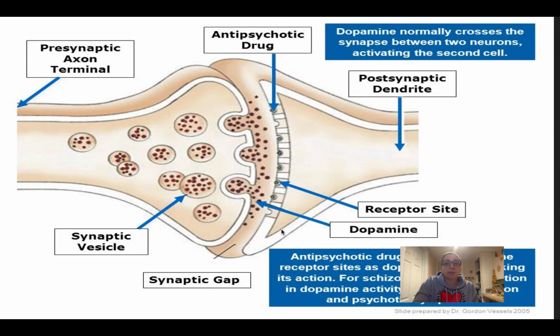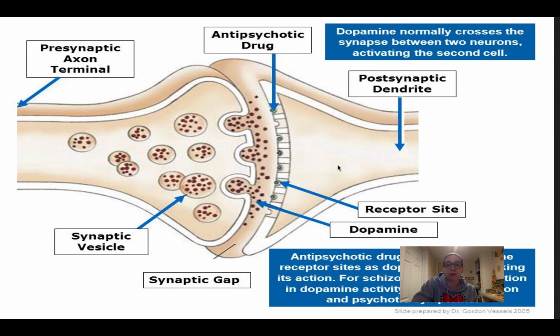Let's look real quickly at the way that antipsychotic drugs work. Dopamine, normally we know, crosses the synapse between two neurons, and that activates the next cell, or the receiving neuron. However, what antipsychotic drugs do is bind to the receptor sites on the next neuron's dendrite, and it blocks dopamine from being able to act. So it's decreasing the activity of dopamine by blocking dopamine's ability to act on the receptor cells of the next neuron's dendrite.